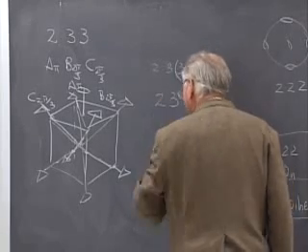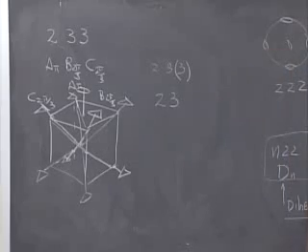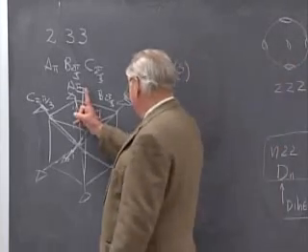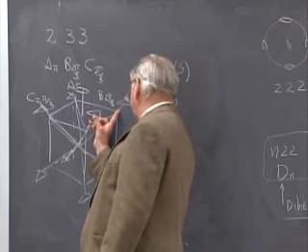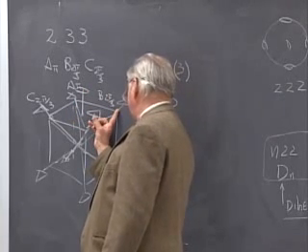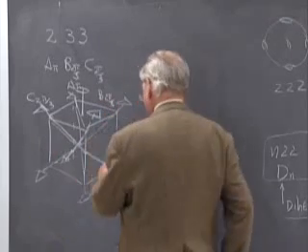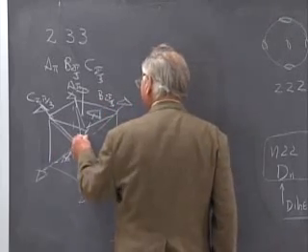So this is given the international symbol 2, 3, because if you start with one twofold axis out of a face normal and one threefold axis along a body diagonal, the twofold axis acting on that threefold axis gives you one along every body diagonal.